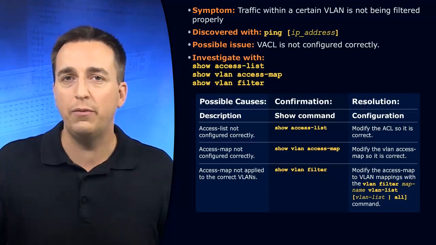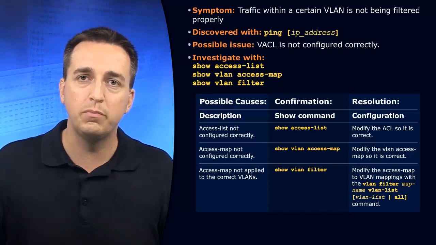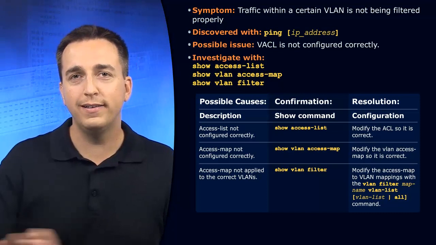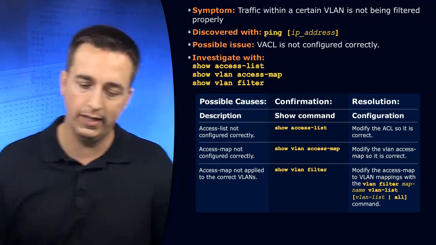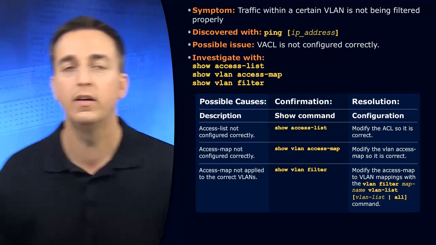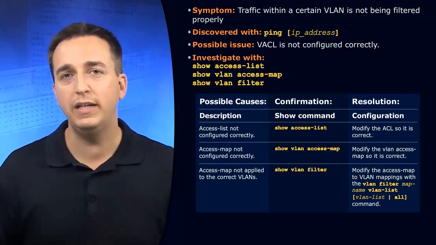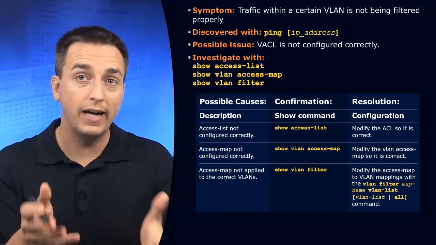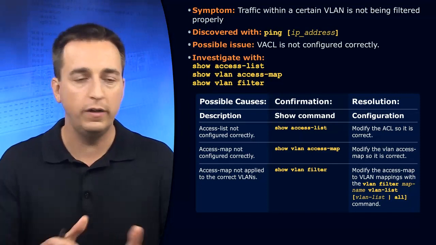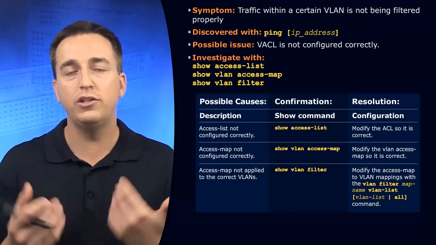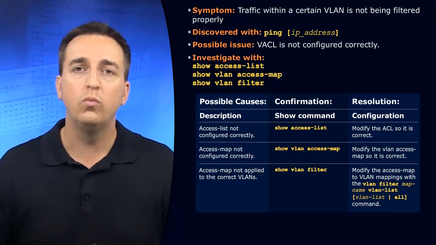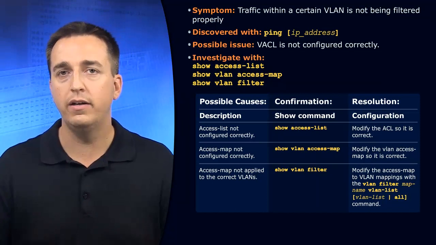So how can we investigate what's going on with our VLAN access control list? Well, as we've mentioned before, let me try this again. Let's say you set up a VLAN access control list, but you're not getting the results you intended. The filtering is not happening as you had envisioned. What are the reasons that could have happened?